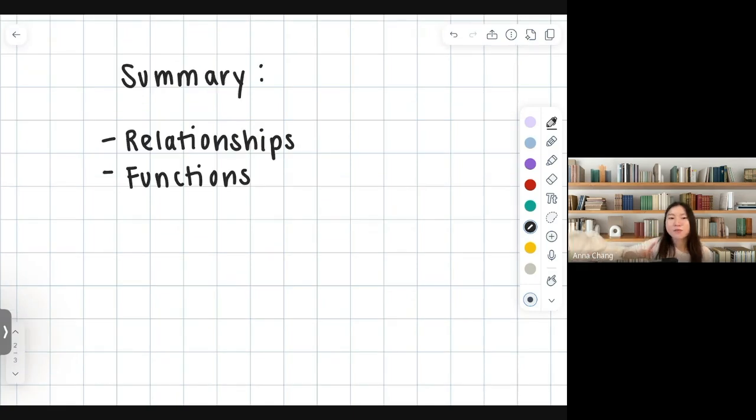So to summarize, let's remember these two key ideas. Relationships describe how two quantities are connected, and a function is a special type of relationship in which every input has exactly one output. Understanding these ideas is going to lay the foundation for equations, graphing, and a lot of the more advanced algebraic thinking that you'll encounter on the CSET.